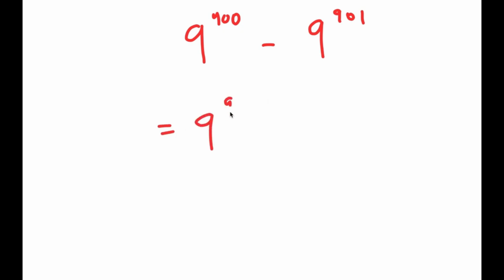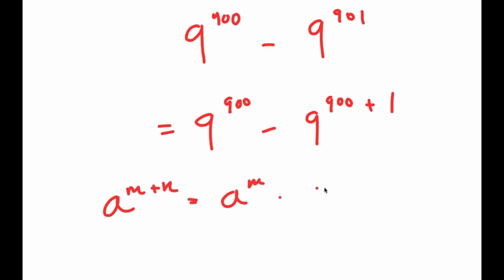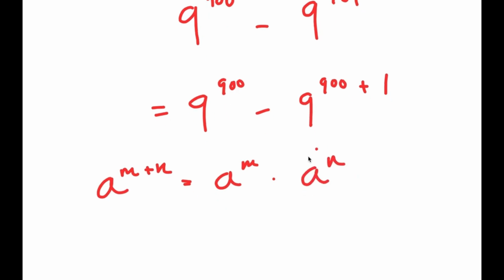Alright, so in this video, I'm solving the problem 9 to the power of 900 minus 9 to the power of 901. So, to solve this, I'm going to first start by rewriting 9 to the power of 901 as 9 to the power of 900 plus 1. And from here, if I have something in the form a to the power of m plus n, this is equal to a to the power of m times a to the power of n.